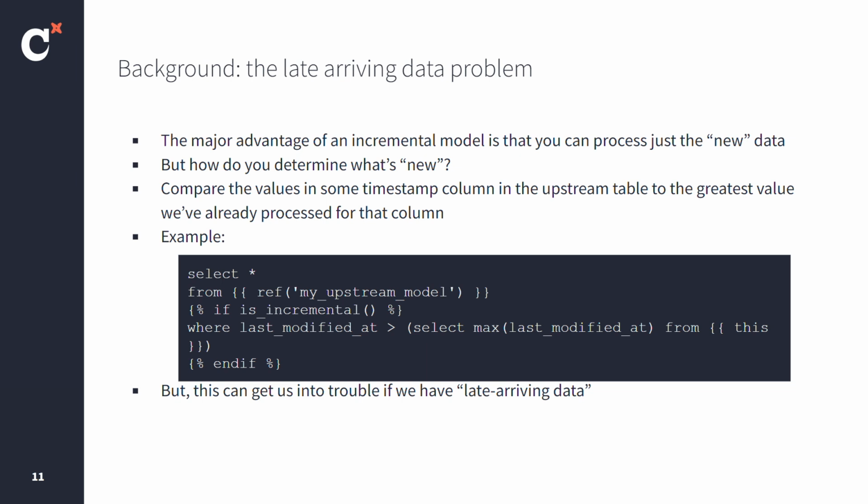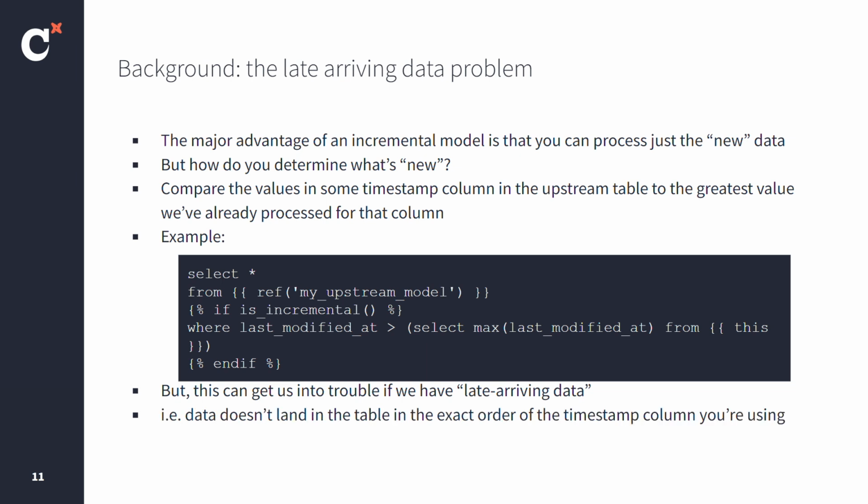But if you did this, you could get into trouble if you have what we call late arriving data, and I'm sure many of you are familiar with this. It's not an uncommon problem. Specifically, what I mean is data that doesn't land in the table in the order of the timestamp column, right? So there may be some rows in this upstream model that actually have an earlier last modified at date than the one you already processed, but that weren't here last time you ran the model, and so you want to grab those as well.